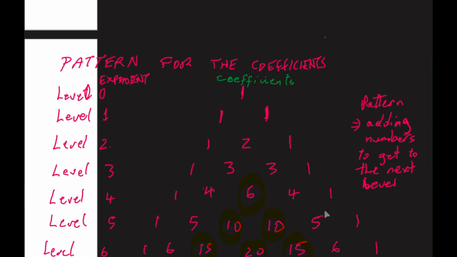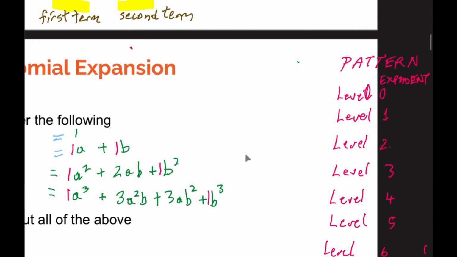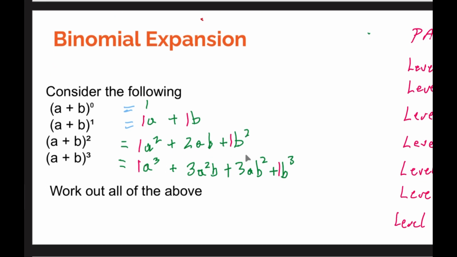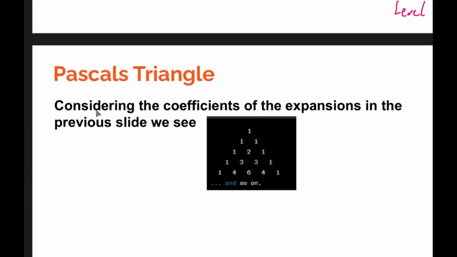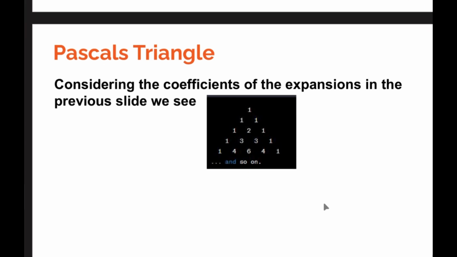So you notice there's a pattern, right? And this pattern that you see was later named Pascal's triangle, because Pascal's triangle is looking at the coefficients of the expansions. You will see that pattern going 1, 1, right here, and 1, 2, 1 right here, 1, 3, 3, 1, 1, 4, 6, 4, 1, and so on. So it's named Pascal's triangle. And this is a way that we can use to quickly get the coefficients.